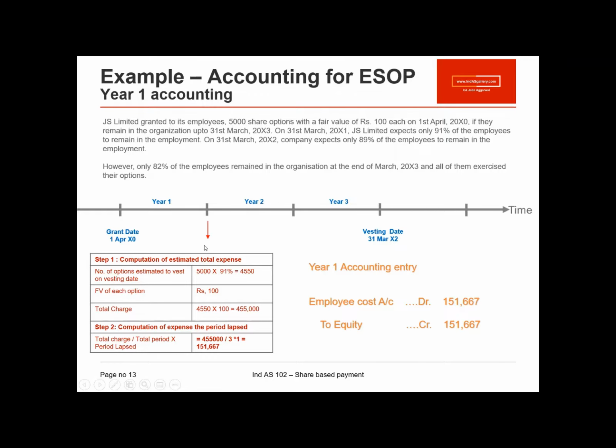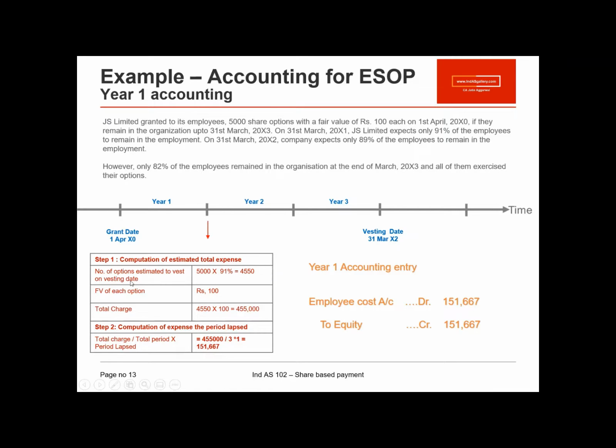You remember, we are supposed to account for this as and when services are provided. So services are going to be provided for 3 years, right? So first we'll account for what is going to be the total charge for 3 years. And that would depend upon the number of options that would vest as on the vesting date. So what we are doing, as at the end of year 1, is estimating how many options would actually vest as on the vesting date, that is 31st of March 03, in this case.